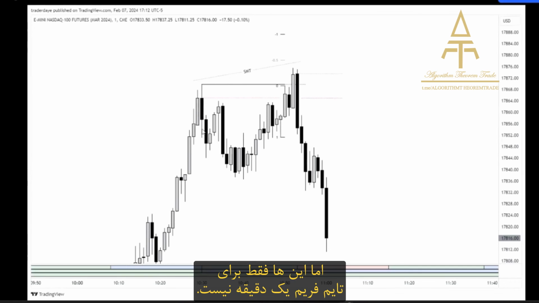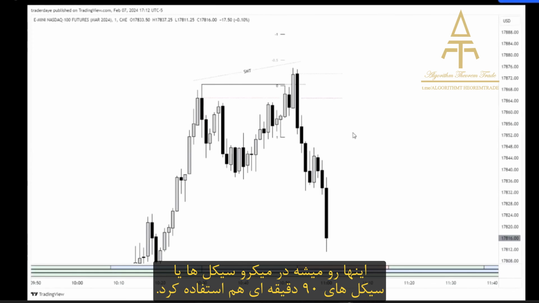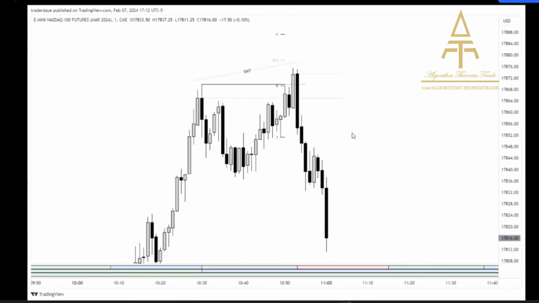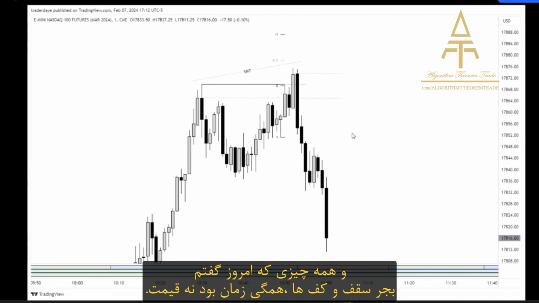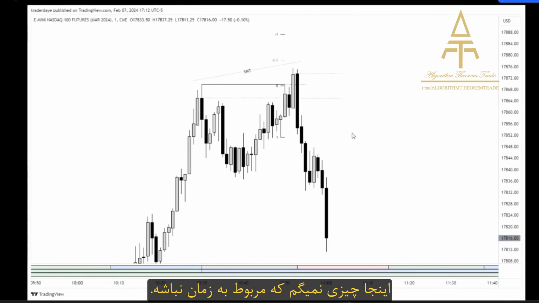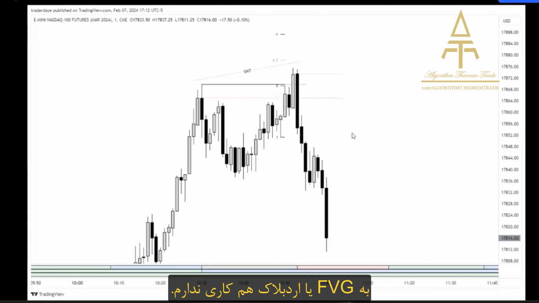So this is not just for the 1 minute time frame, right? Or the microcycles. You can use it in the 90-minute cycles. You can use it for the daily cycle, the weekly cycle, the monthly cycle. It's universal, right? And basically everything right here, other than the high that's ran through, it's just time. There's nothing else here that's not time, right? It's just time. I don't talk about the fair value gap or an order block. It's just time.